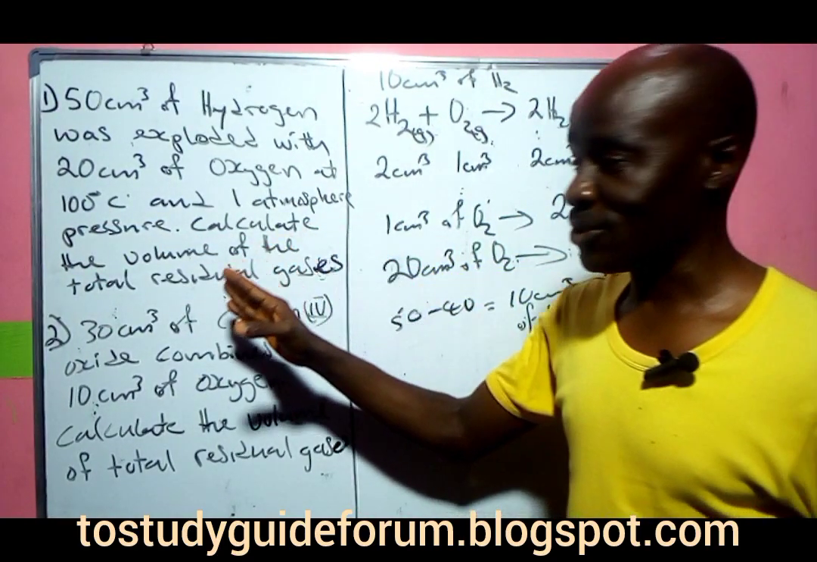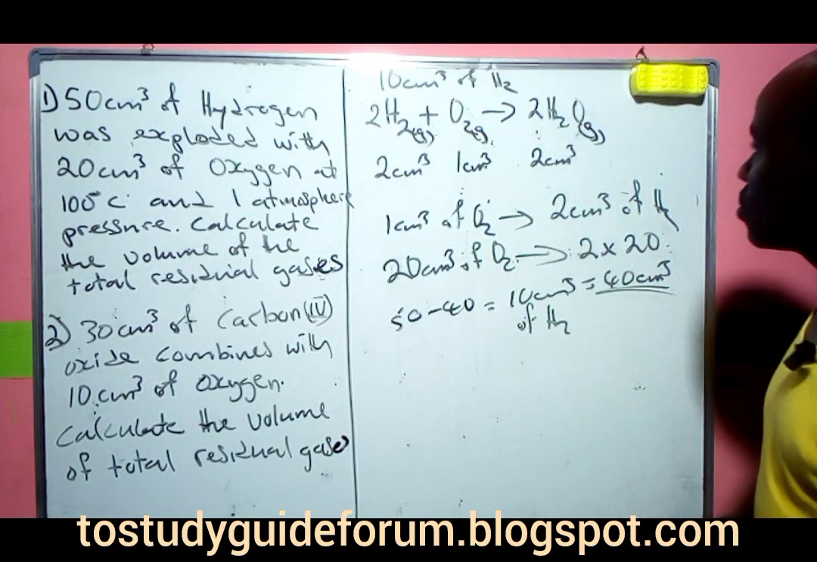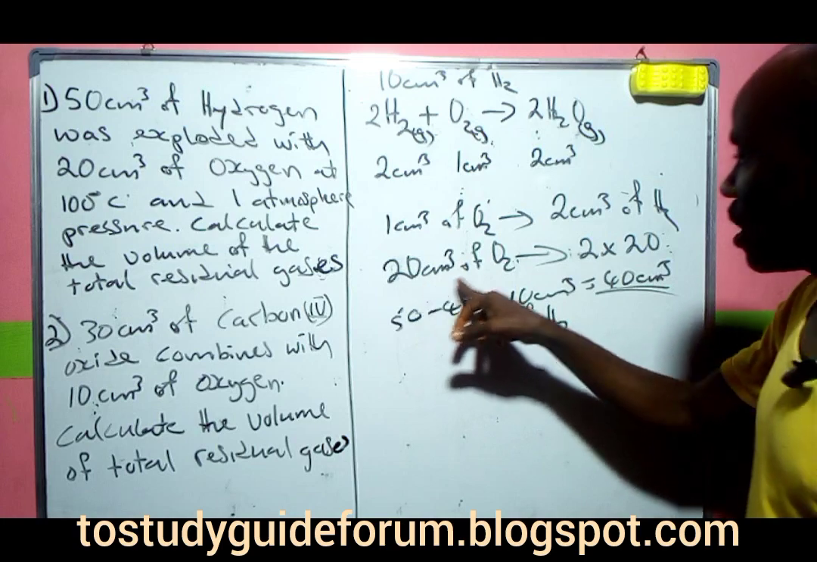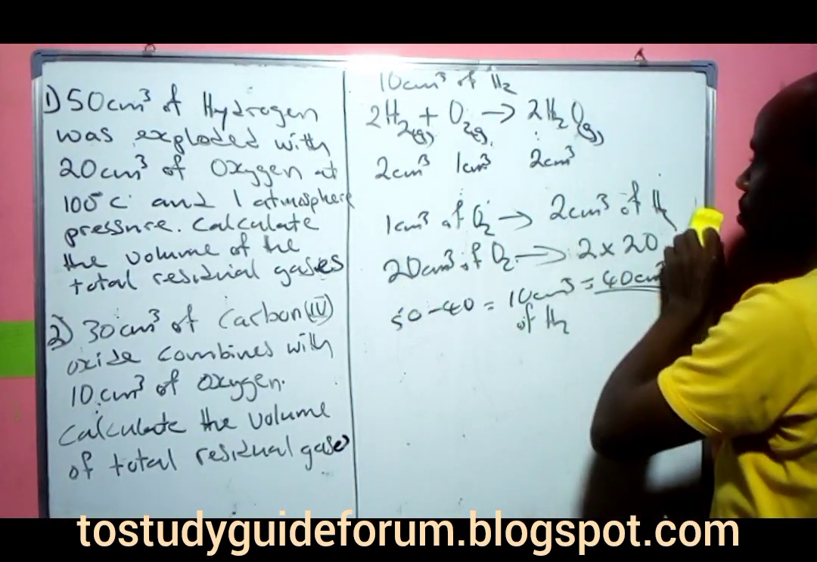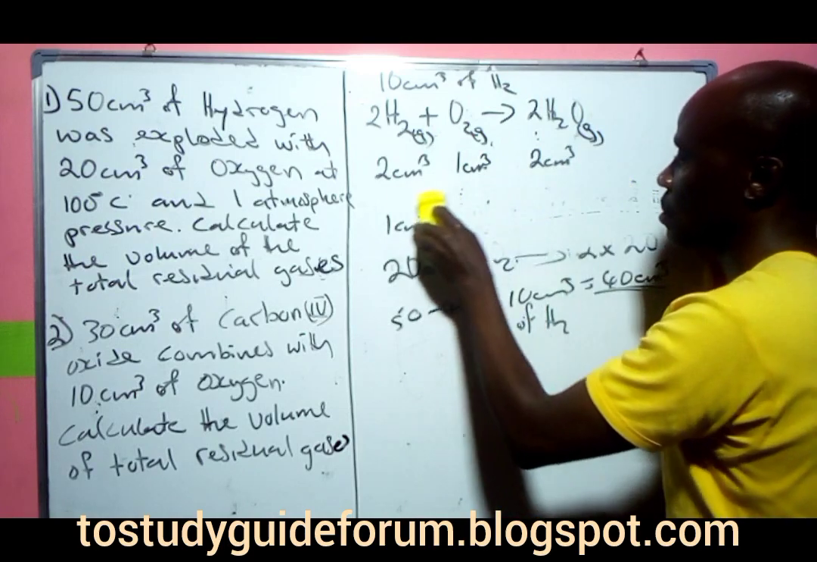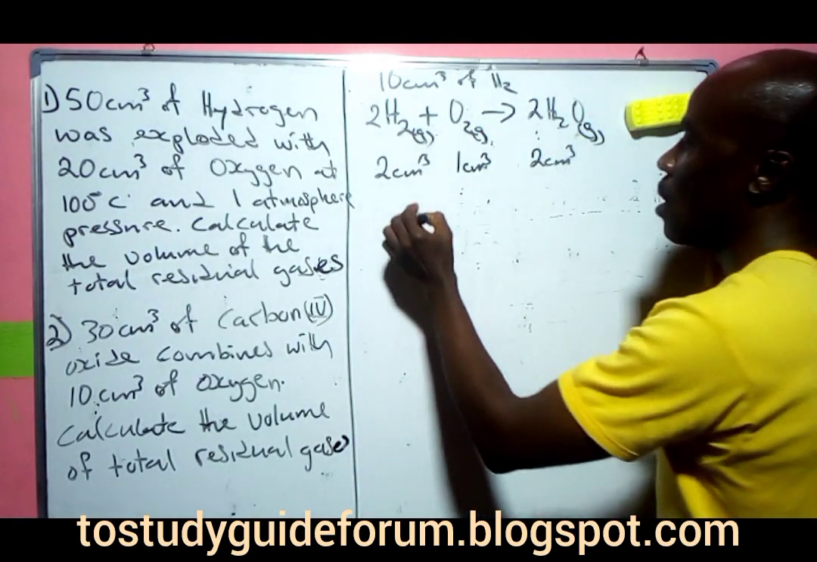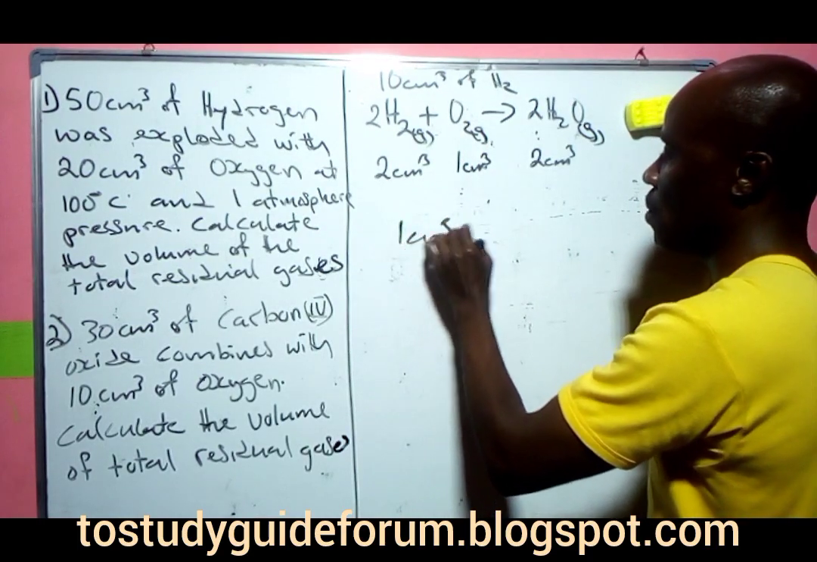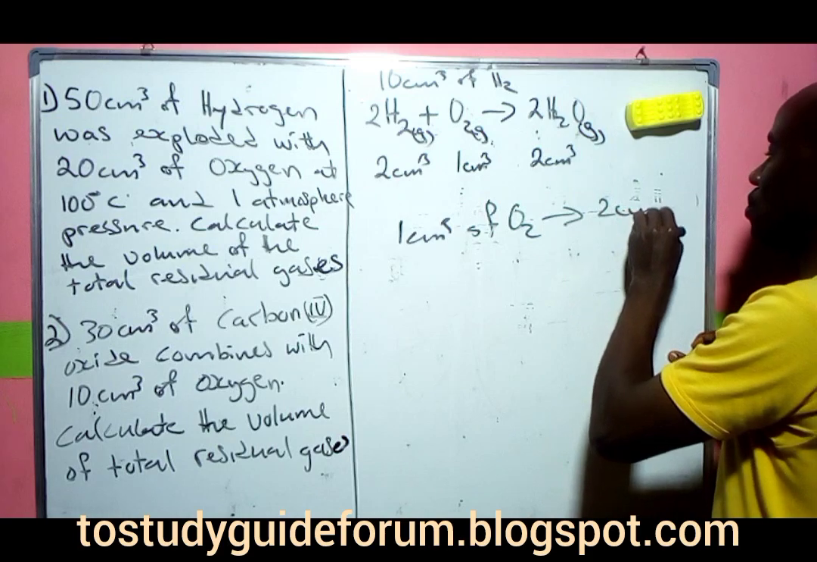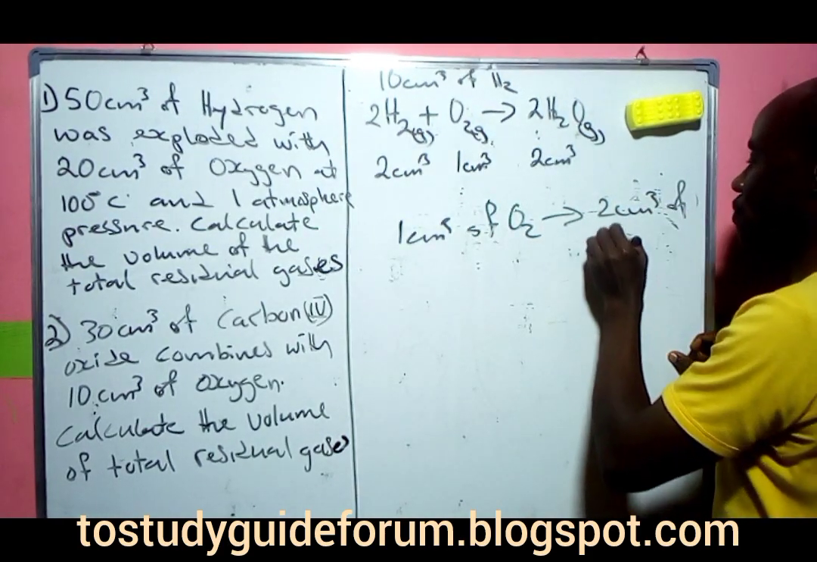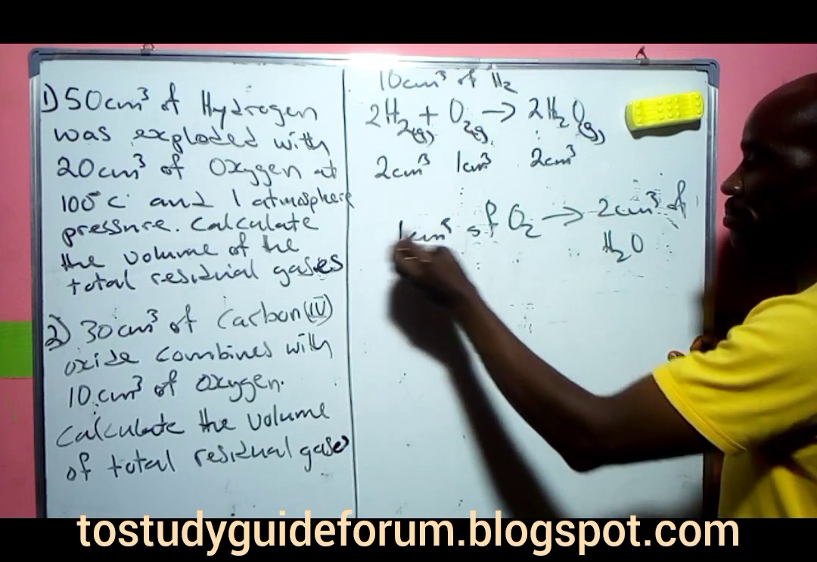100 degrees Celsius, sorry, and then 1 atmosphere, that means it's steam. So based on what we know from what we have done before, 1 cm cube of oxygen will give us what? 2 cm cube of water or steam.